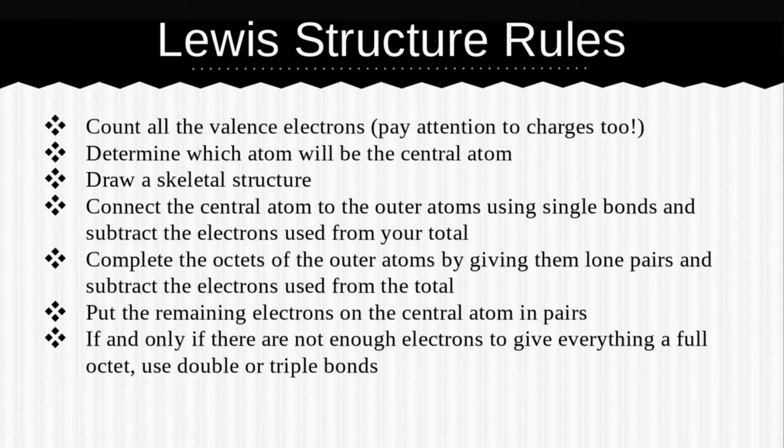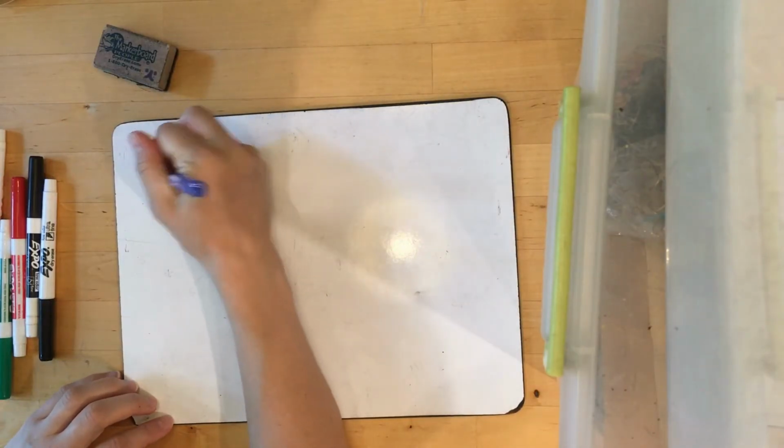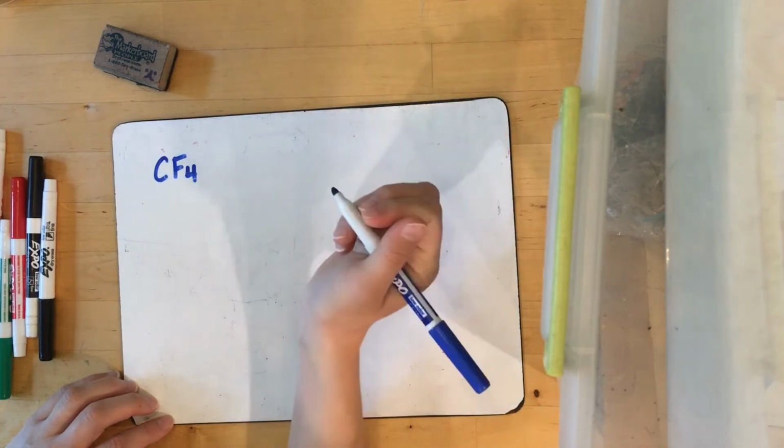They all have to be paired up on the outer atoms or on the central atom. The one time you use double or triple bonds is if there are not enough electrons for everything to have a full octet. So double and triple bonds are kind of a last resort. You want to wait to use those until you've checked if everything can have a full octet using only single bonds and lone pairs. The first molecule we're going to draw a Lewis structure for is CF4.